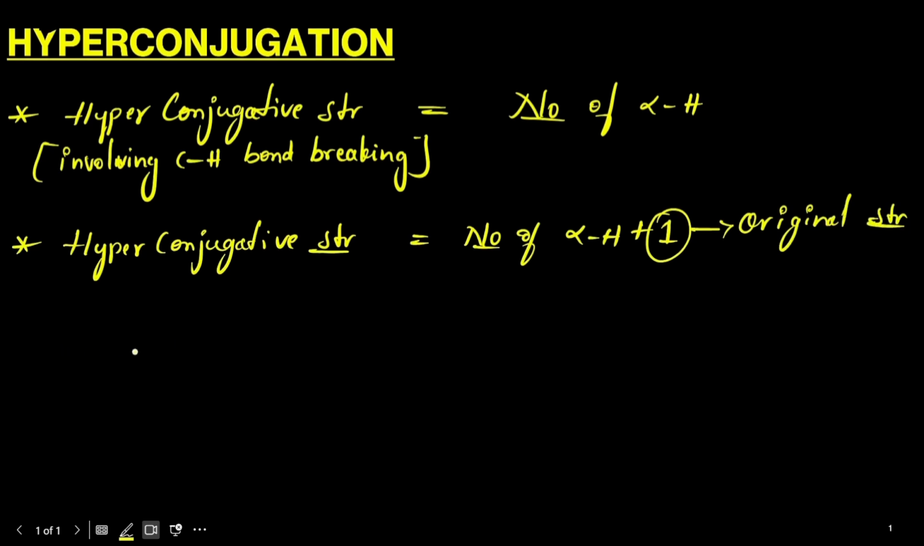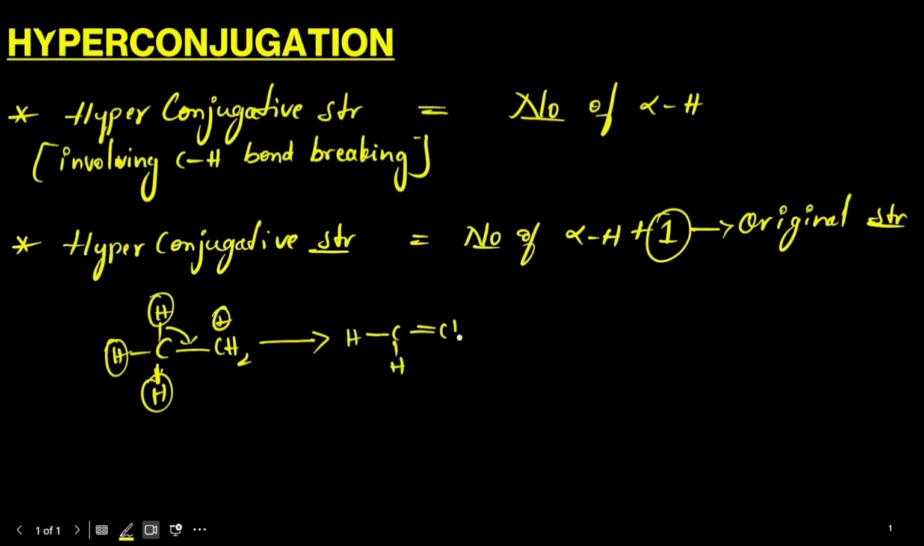For example, if I take a carbocation, this is the original structure. Three hyperconjugative structures are possible because it has 3 alpha hydrogen atoms. If this sigma electron is involved in delocalization, what will be the structure here? Hydrogen, carbon, here hydrogen, double bond CH2. Here H plus. Here the bond breaking of carbon and hydrogen is taking place.